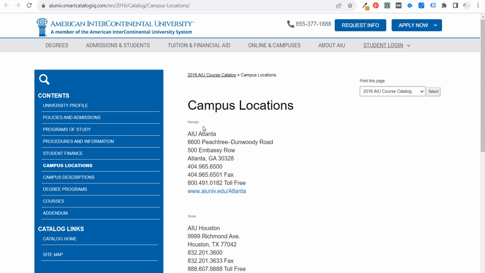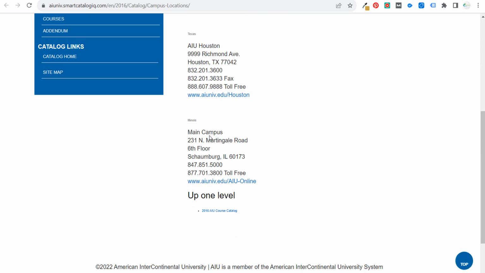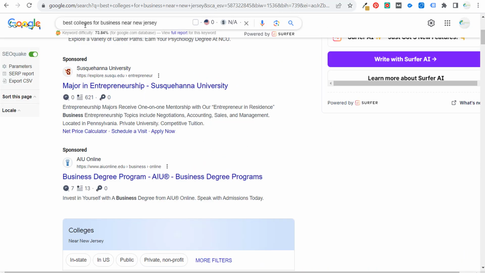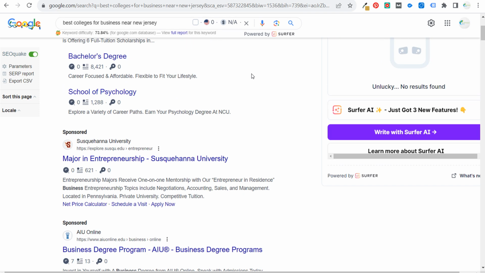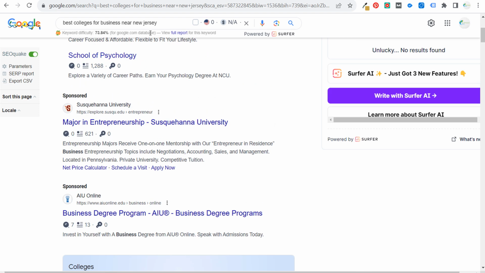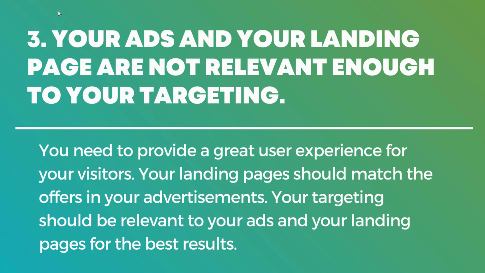that's showing their campus locations, we have Atlanta, Houston, and then the main campus in Illinois, and then their main address is Arizona. So it really doesn't fit what I'm looking for, best colleges for businesses near New Jersey. Now, maybe they drive a lead that way, and maybe this still helps drive leads, but ultimately it's not as relevant of what an advertisement should be for somebody who's making this actual search. So that's just one thing to keep in mind.